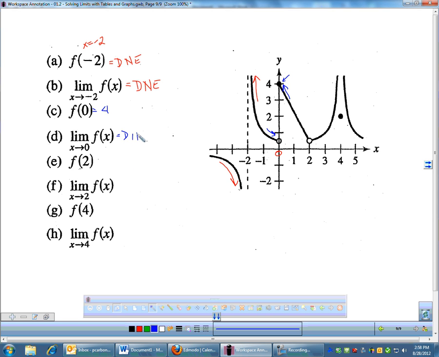Sorry, those do not meet. What's wrong with what's happening here? Die. Die! Okay, D and E. There we are. So since left and right do not meet, the limit does not exist.